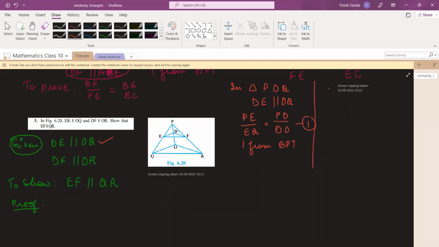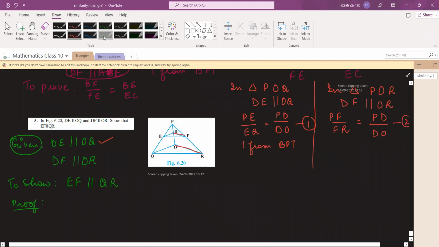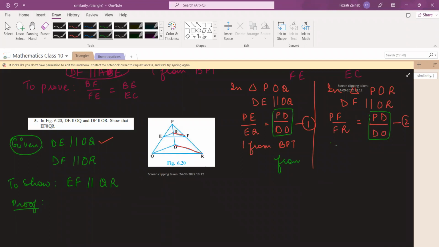Now you take the right hand side triangle. So in triangle POR, here it is given that DF is parallel to OR, right? So this line is parallel to this line. So again, we can use BPT. So therefore, we can say that PF upon FR is equal to PD upon DO again, right? Equation number 2. So if you pay attention again, PD upon DO and PD upon DO, RHS is again same. So from 1 and 2, from BPT, please mention.